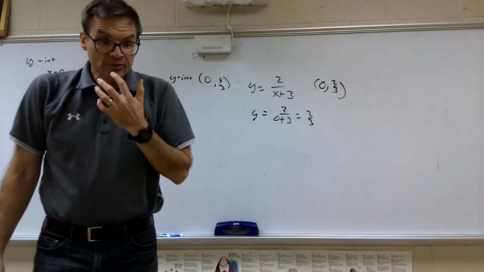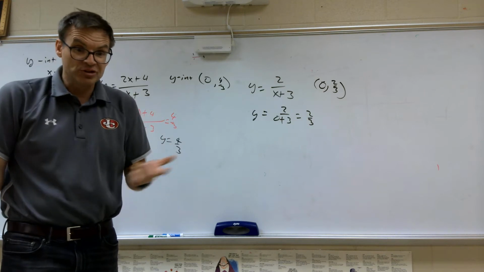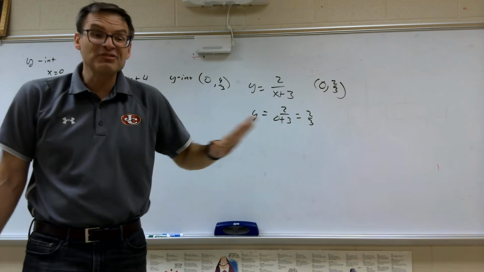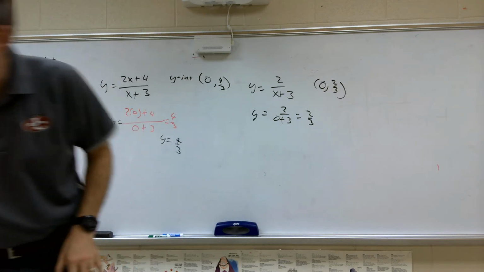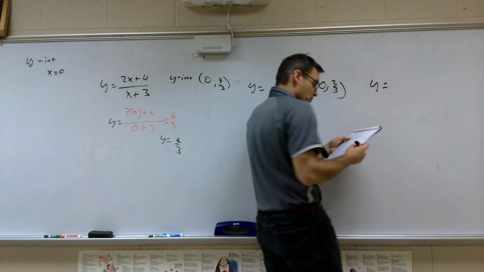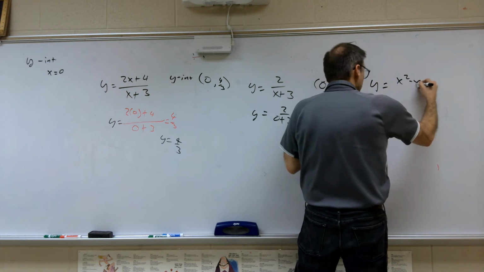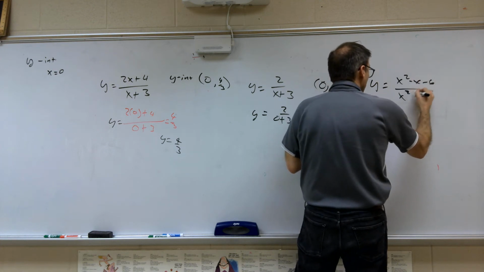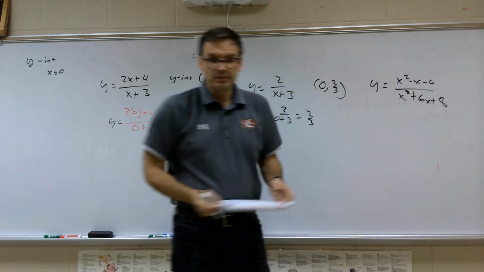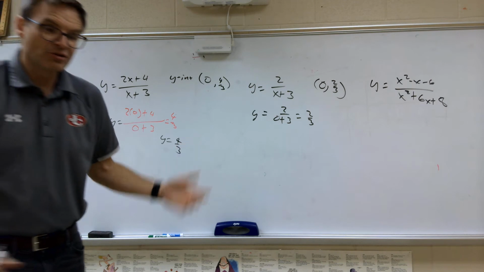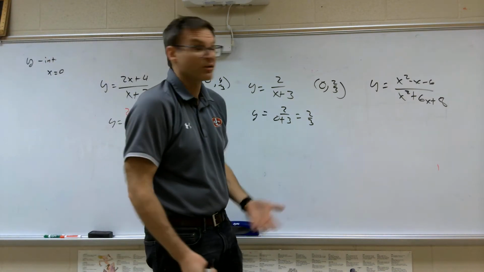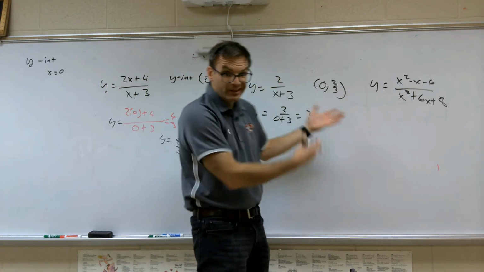Just to make sure everybody's clear, that's as hard as it gets, even if the numbers are really ugly, even if it looks like a challenging problem. Like if I give you y equals x squared minus x minus 6 over x squared plus 6x plus 8. This is a more complicated rational function, but finding the y-intercept isn't any harder, because all you do is plug in 0 for x.